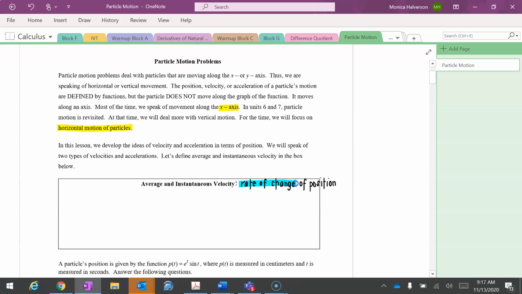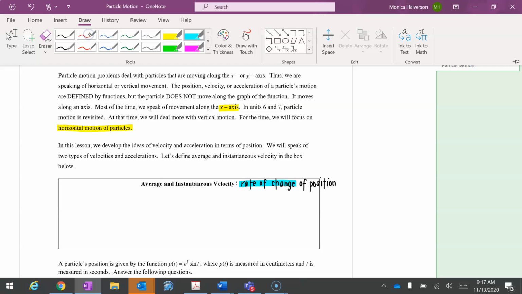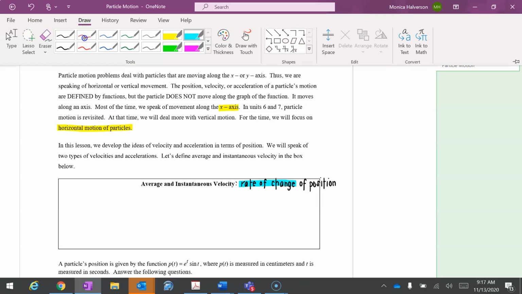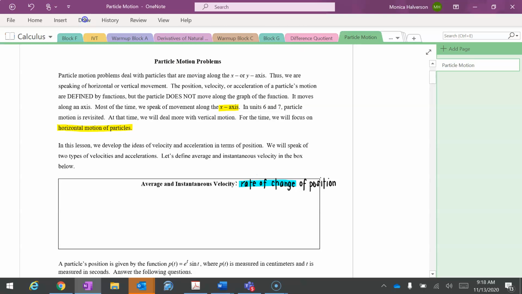So that brings up a very important word here, rate of change. We've spoken about rate of change multiple times, and we know from Algebra 1 that rate of change represents slope. So how does that relate to what we are talking about in calculus?